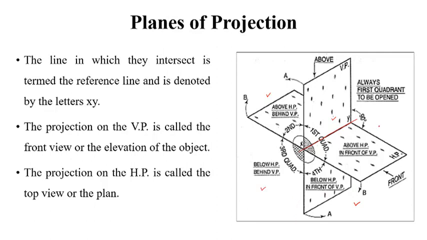Now let us see how the top view and front view will vary when the object is placed in different quadrants. Now come to the first quadrant. When the object is placed in the first quadrant, that means here we have the object. Now when the object is here, the front view will be placed where? In the vertical plane. And when we see from the top, the top view will be projected where? In the horizontal plane.